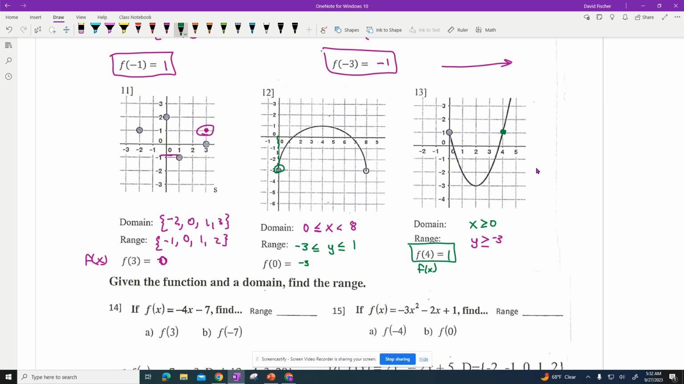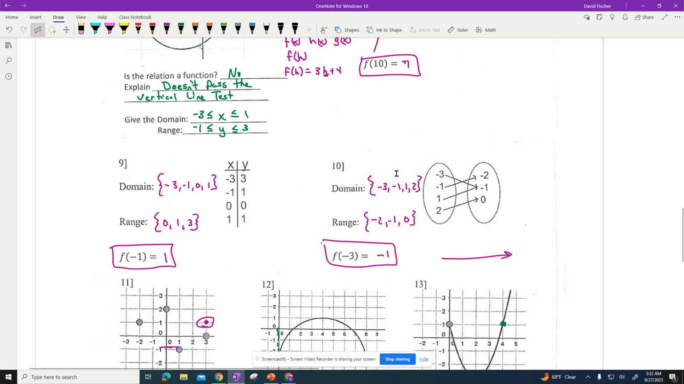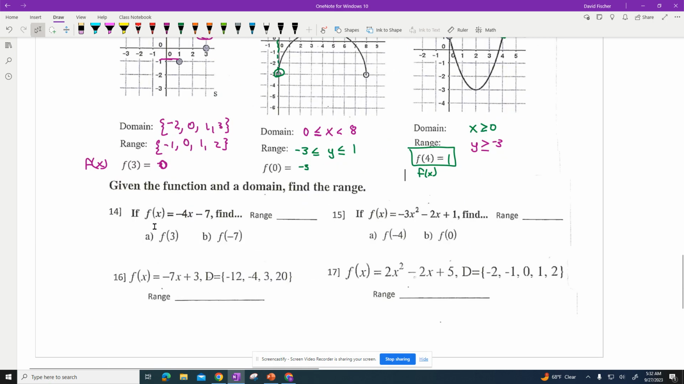All right? That's how you do it. Now, most of the time, we don't have graphs or tables and mapping diagrams. Most of the time, when we have a function, we have an equation here. But now, instead of an equation, we call this a function. This really means the same thing as y equals -4x - 7. And this is where mental math comes in really handy because it's an f of x.